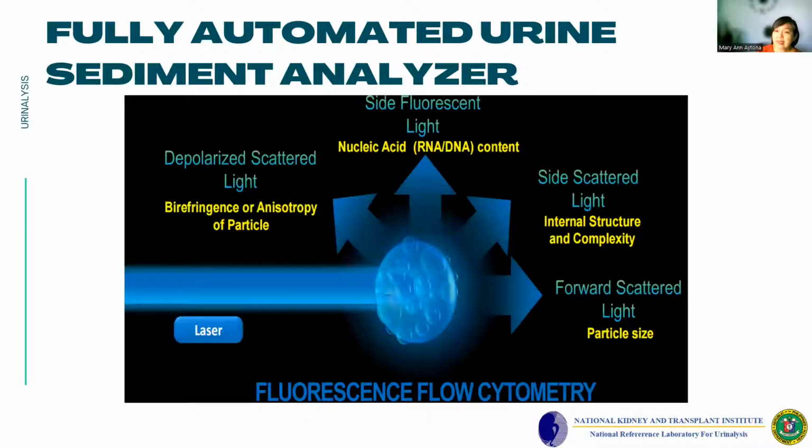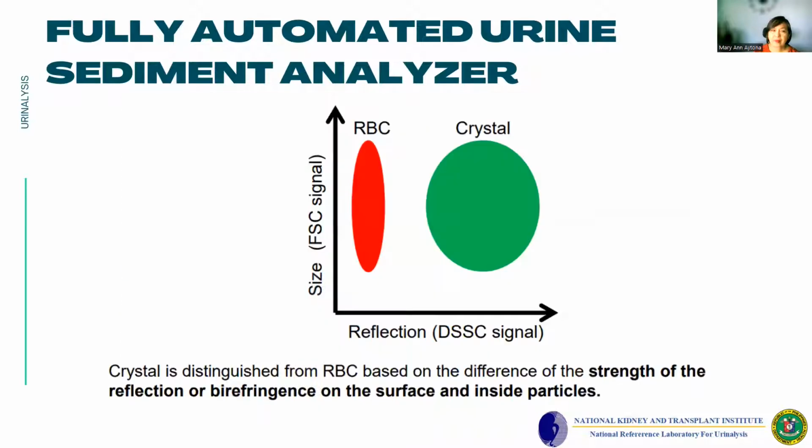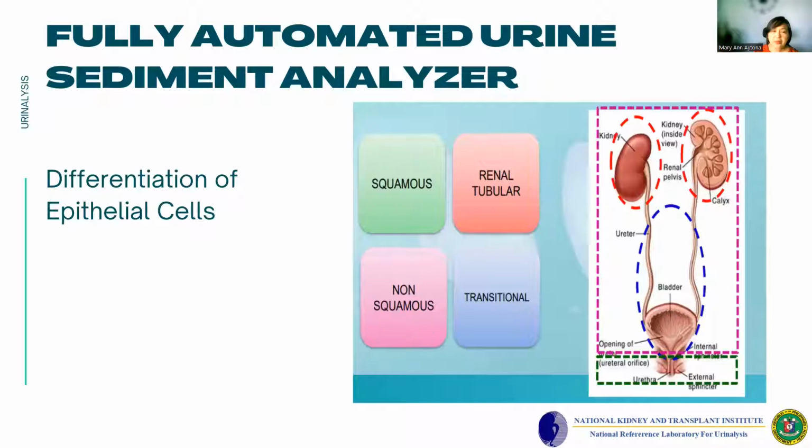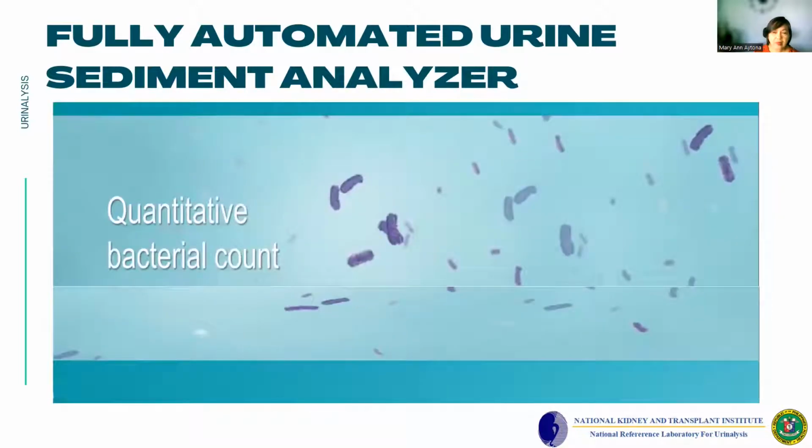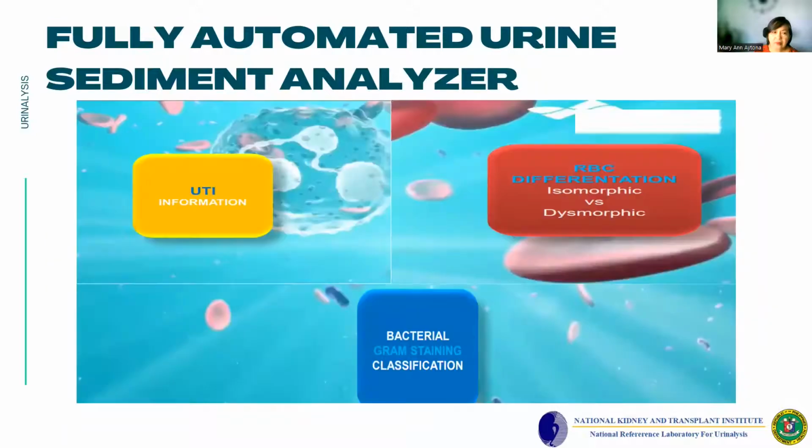The additional fourth signal is the depolarized side scatter light. In the fluorescence flow cytometer principle, it is capable of analyzing the birefringence of particles. With your fully automated analyzer, the crystals are distinguished from RBC based on the difference in the strength of the reflection or the birefringence on the surface and inside the particles. It also differentiates various epithelial cells like squamous, renal, non-squamous, and transitionals. It can do quantitative bacterial count.